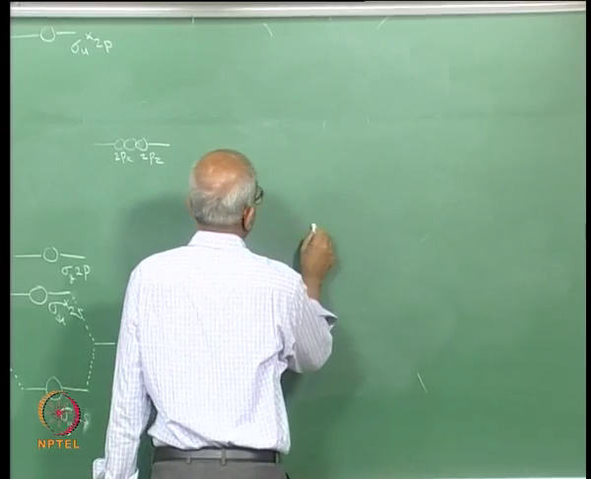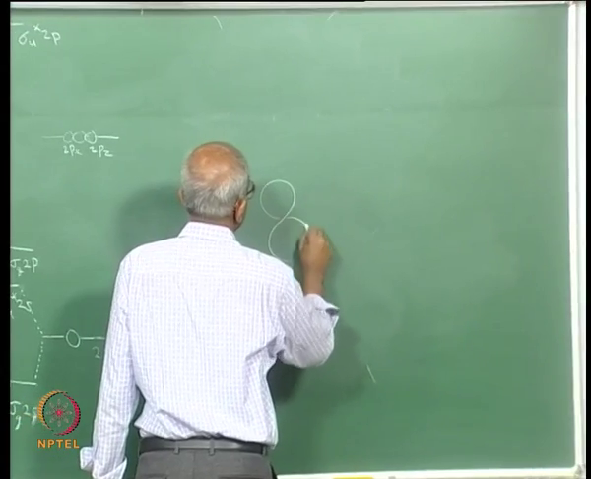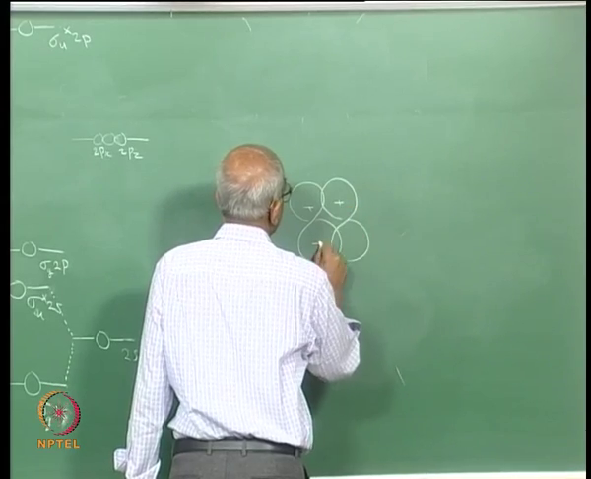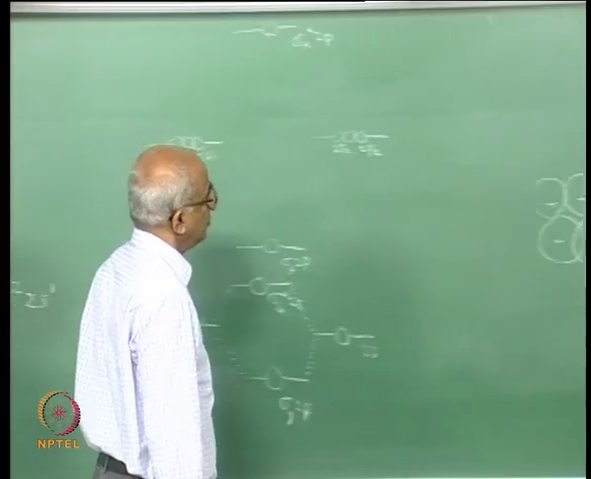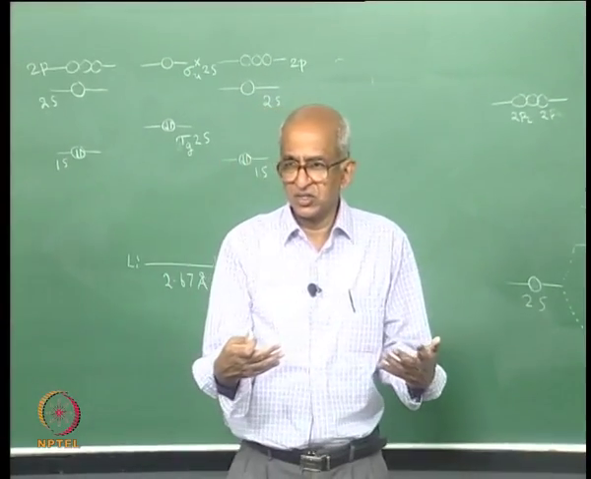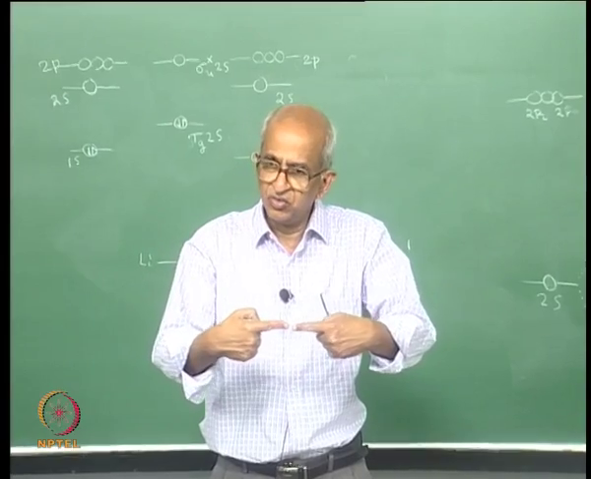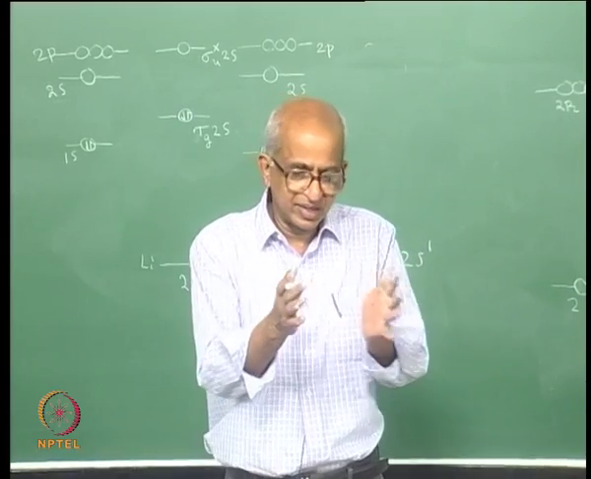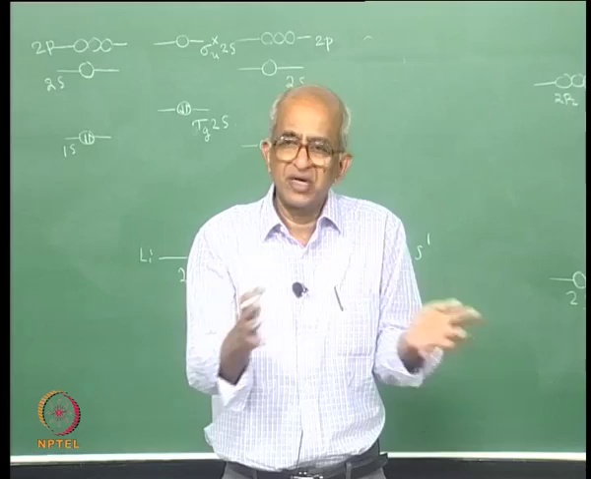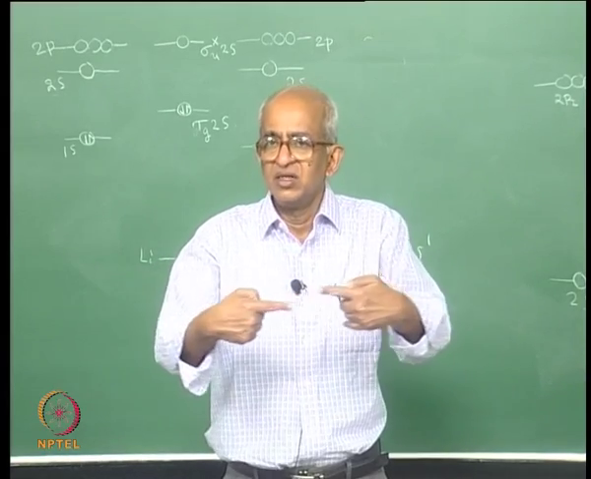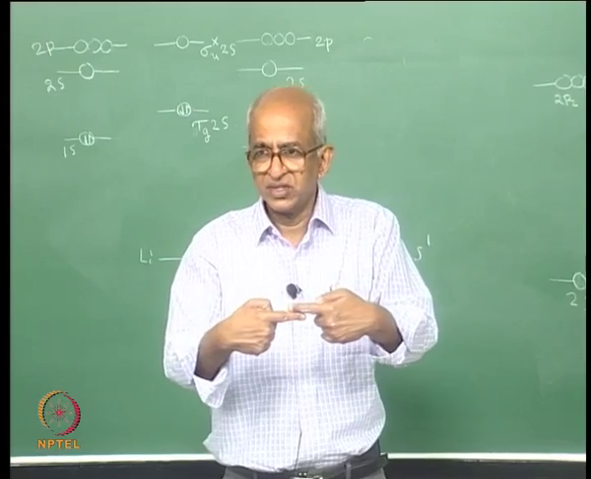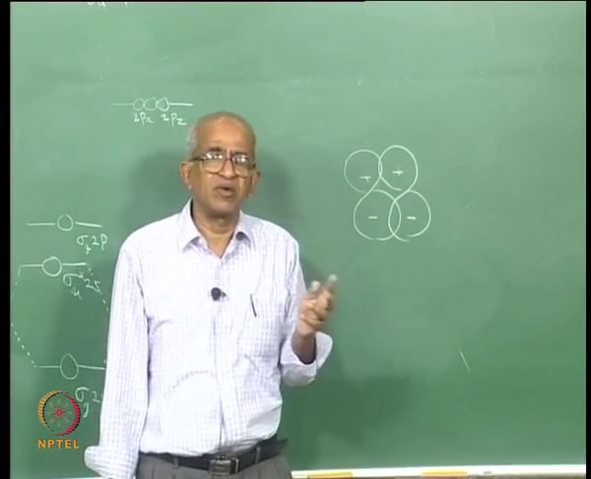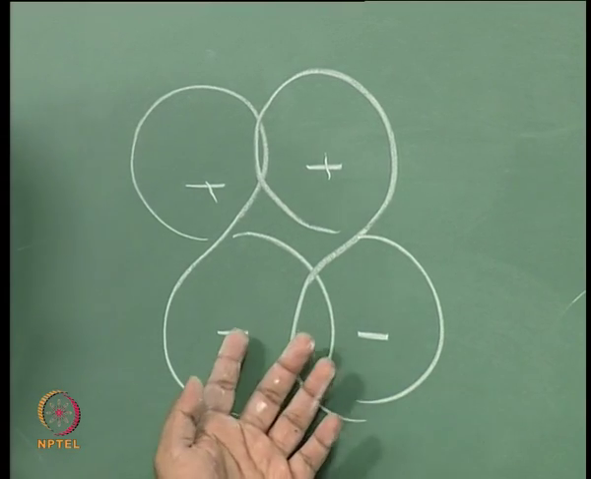So, here is 2px on the first, and there is 2px on the second. Clearly, the overlap integral is non-zero, but unlike the overlap between two pz's, where the two pz's were pointing towards each other, these are not pointing towards each other, they are just overlapping sideways, and sideways overlap is not as efficient as overlap in the case where the two orbitals point towards each other, and therefore, you would expect that the value of the overlap integral as well as the value of HAB will be lower.